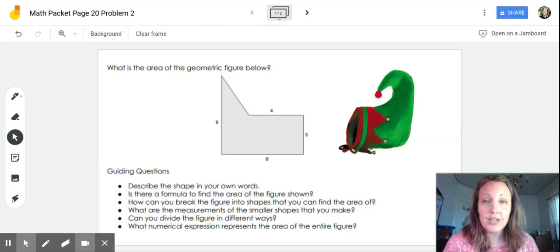Well, you can describe that however you want to. I thought it looked like a little elf shoe sticking up in the air. Yeah, you can say whatever. My daughter thought it kind of looked like a church. You could say whatever you want.